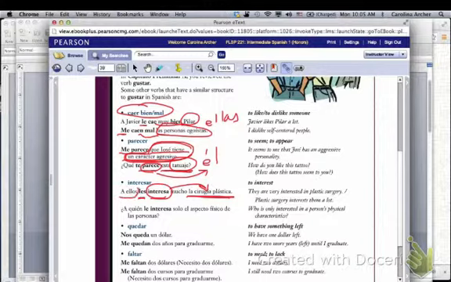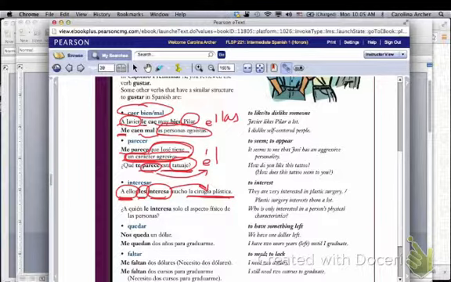Sometimes we have to add this prepositional phrase here, a ellos, or a Javier, because le and les are used for more than one person. It's used for él, or for ella, or for usted, or for ustedes. So sometimes we need to clarify who we're talking about. But we don't need to do that with yo or tú or nosotros.